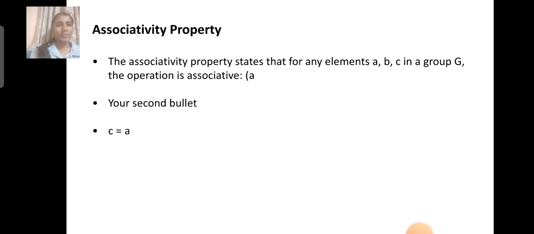Associativity property. The associativity property states that for any elements a, b, c in a group G, the operation is associative. That is, (a*b)*c is equal to a*(b*c).